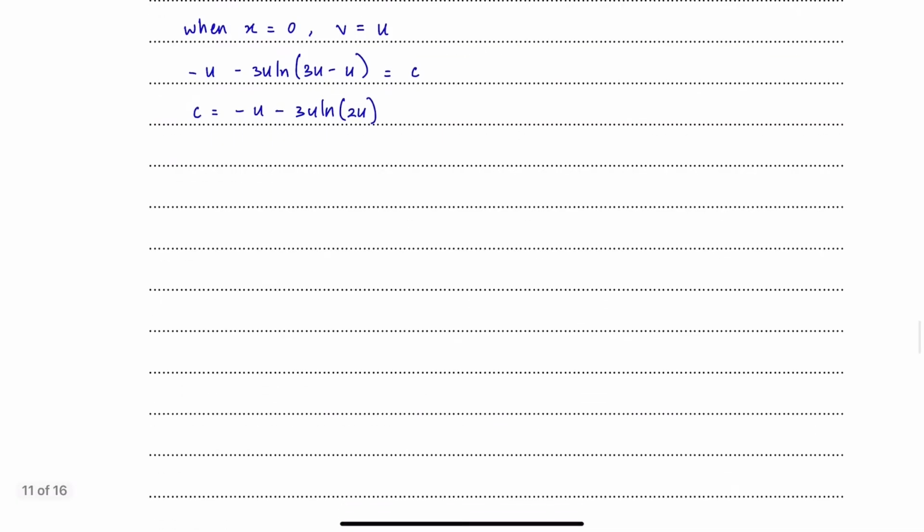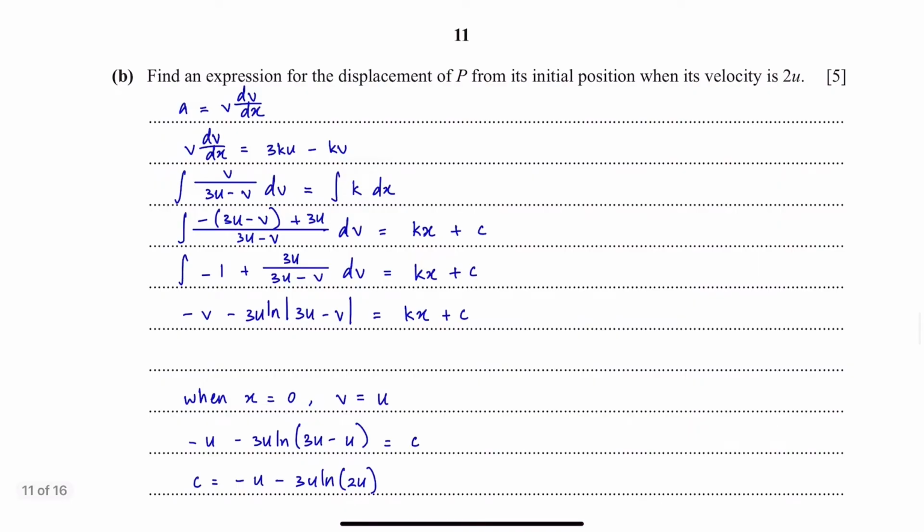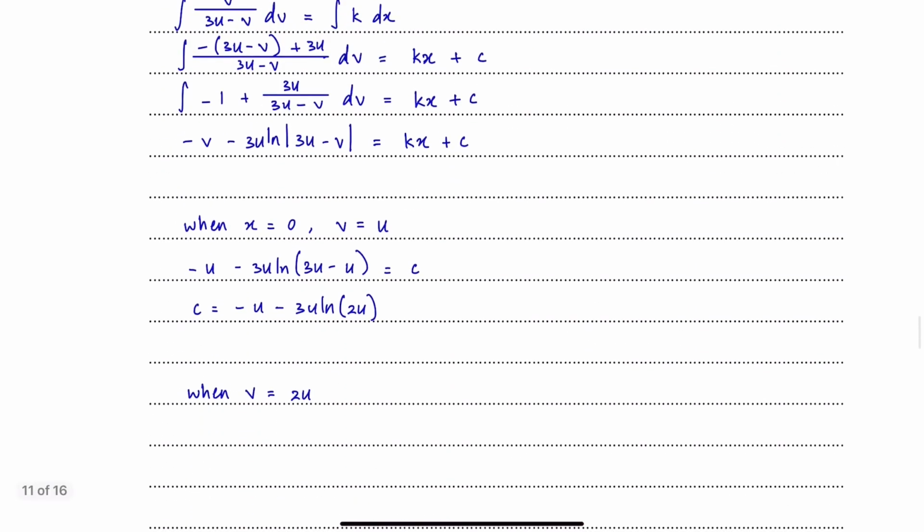Okay, so when v equals 2u, which is what the question wants, we need to find the displacement. So negative 2u minus 3u ln 3u minus 2u equals kx minus u minus 3u ln 2u.